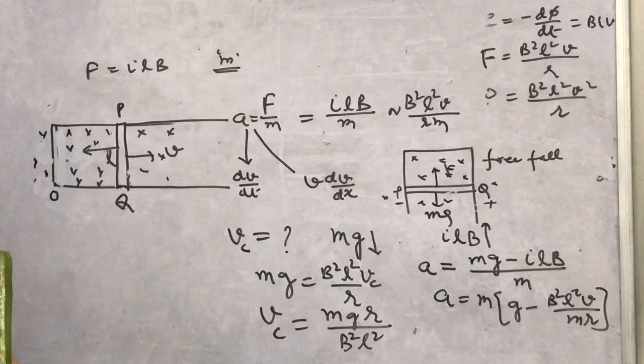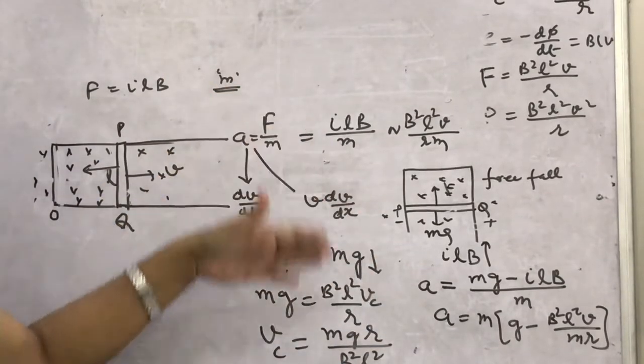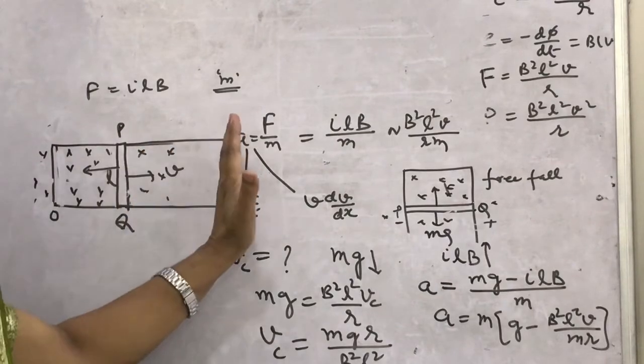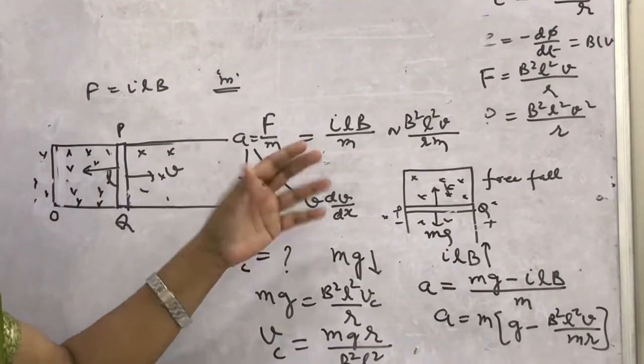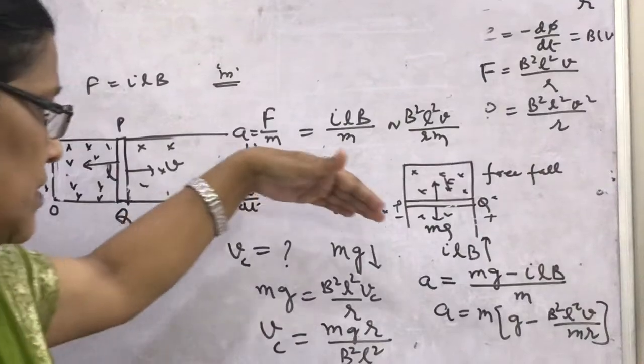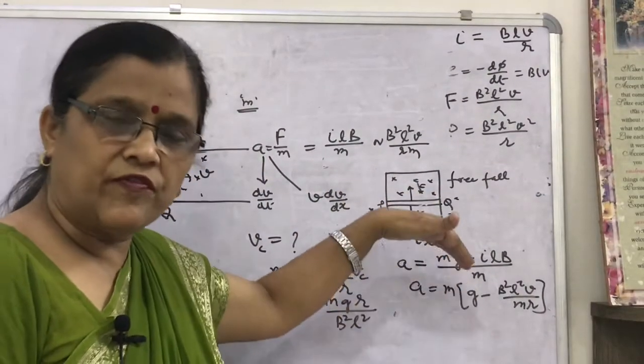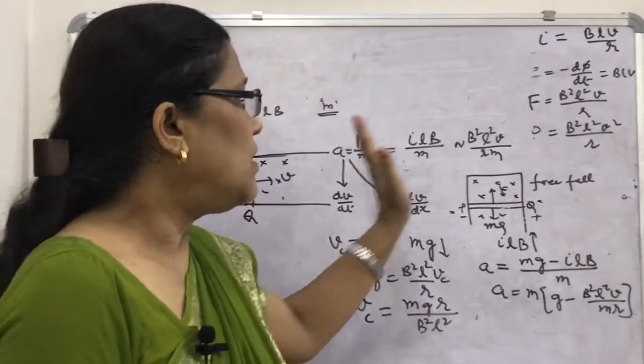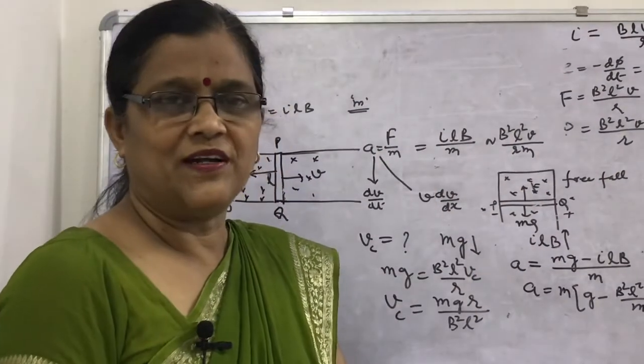So I hope that using these expressions you will be able to solve how the rod is moving, in which direction, what is the retardation, with what retardation it will fall, after some time with what constant velocity it will fall, or what is the external force required.